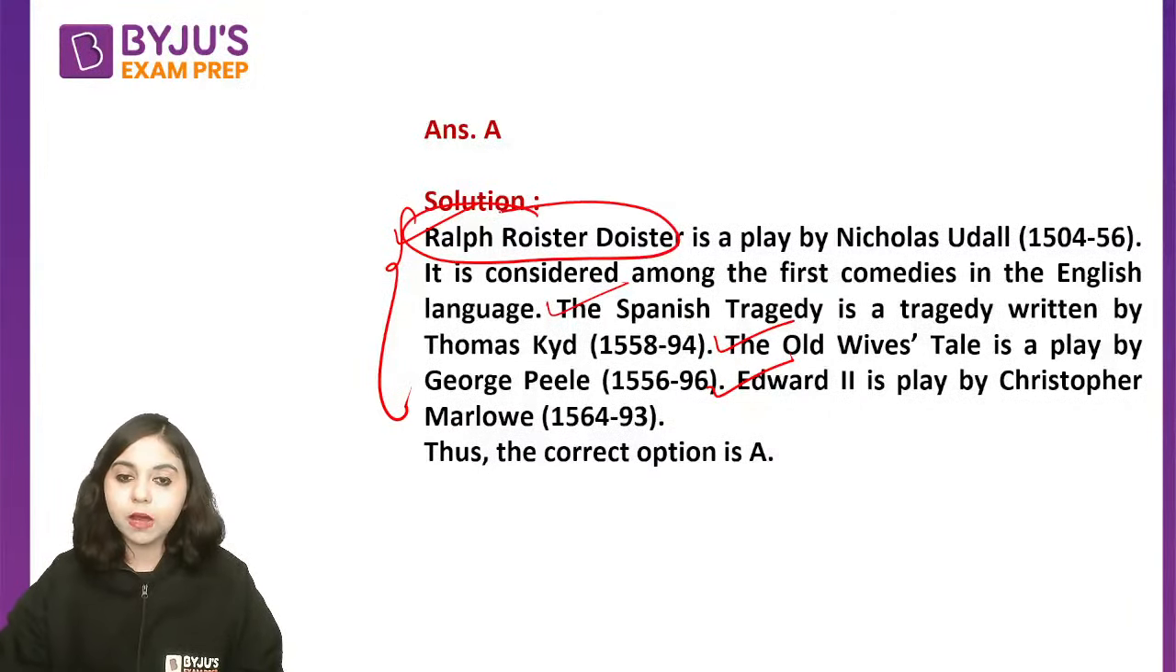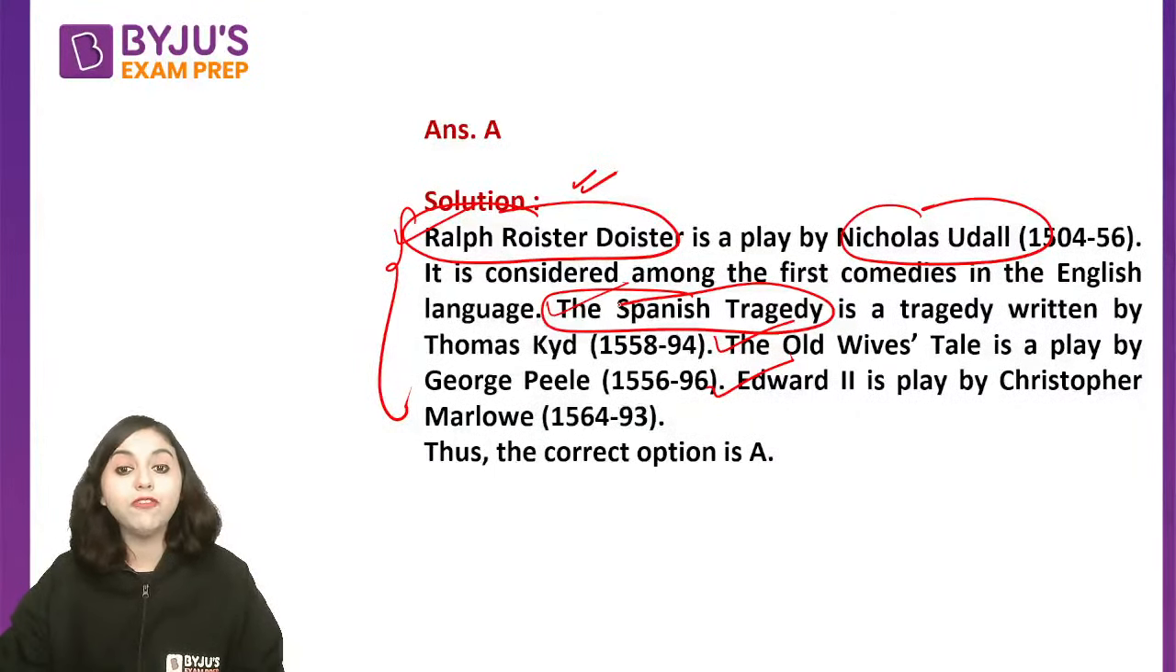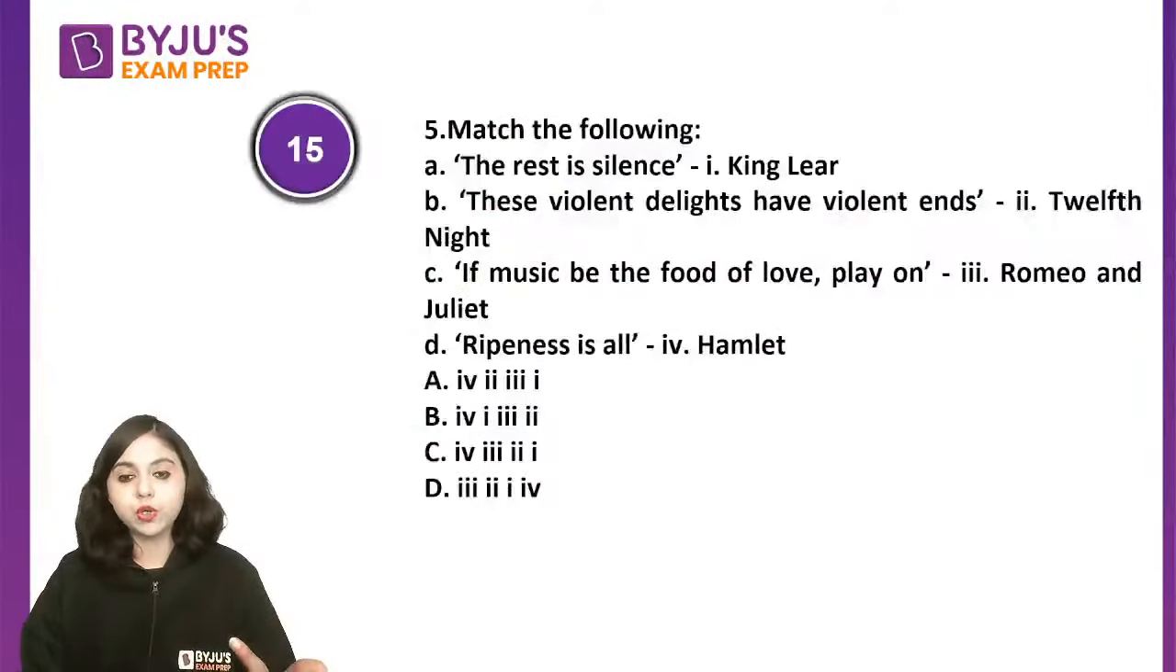This is an early example, Ralph Roister Doister, Gammer Gurton's Needle. These are all examples of early comedies that you're able to see. Spanish Tragedy, very important prototype of revenge tragedy per se. Old Wives Tale, mocking the current traditions altogether.